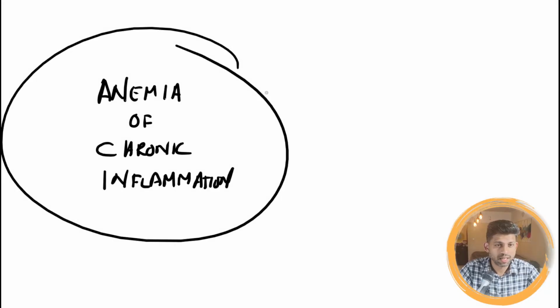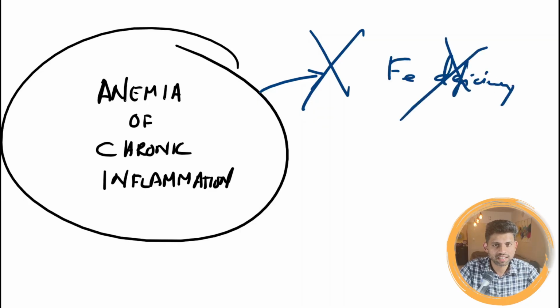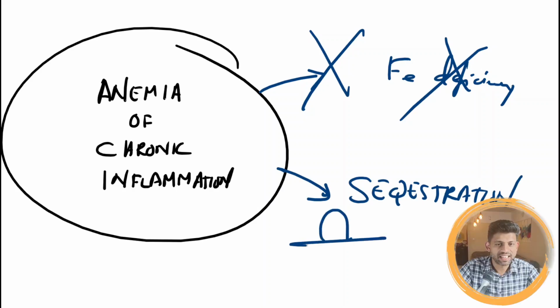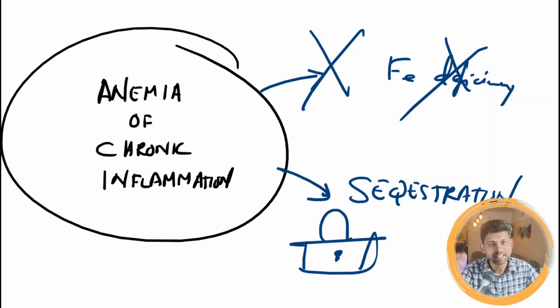So, to wrap up, anemia of chronic inflammation is not due to iron deficiency, but it is due to iron sequestration, or iron getting locked up inside its stores. In the next video, we'll look at megaloblastic anemia. Think at the cell level.